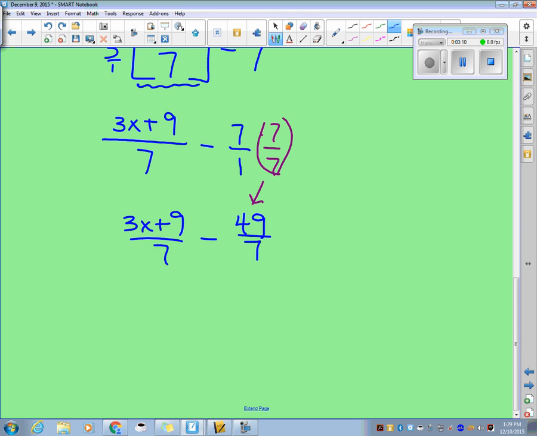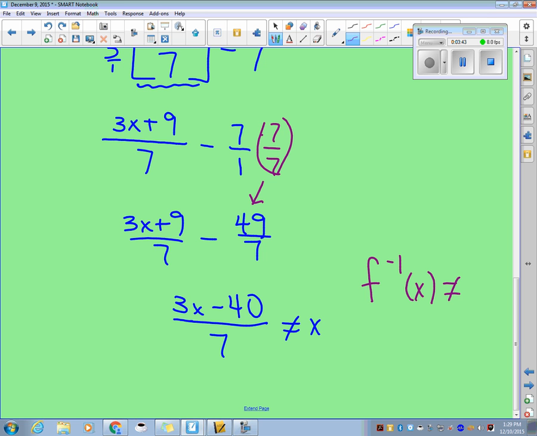So 3x, 9 minus 49 is negative 40, over 7. How do I simplify that? Well, guess what? That's not x, is it? And I can't simplify it anymore. So since this is not equal to x, then these are not inverses. f inverse of x is not equal to g of x. And I can say that because I didn't simplify to x.